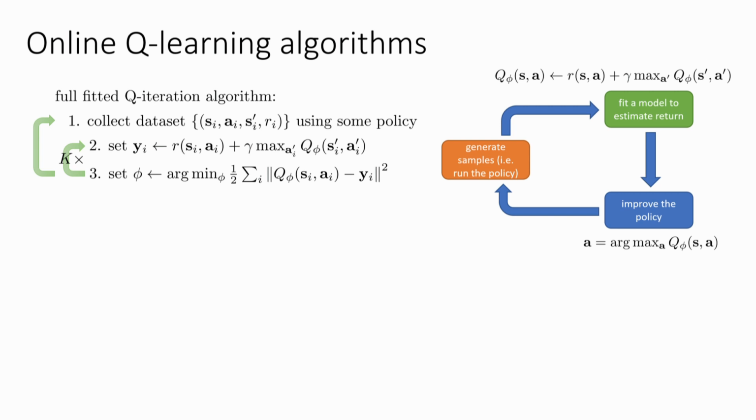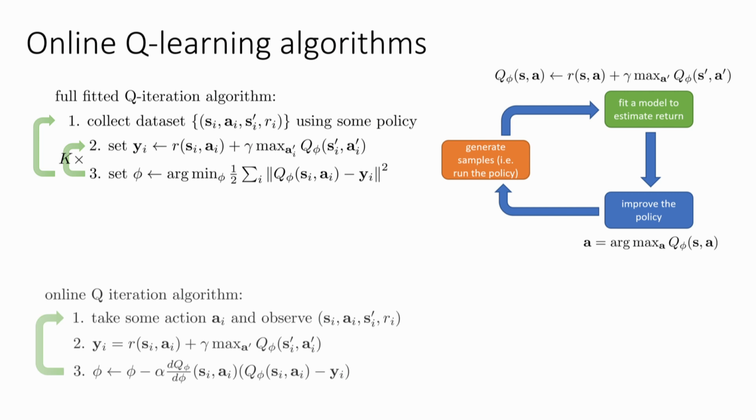We can also derive an online version of the Q-learning algorithm. So just like we derived an online version of actor critic last week, we can make Q-learning online. That's actually pretty easy. So here is the full fitted Q iteration algorithm. The online version is a special case of that method. In the online version, step 1 is to take some action a_i and observe the transition s_i, a_i, s_i prime, r_i. Step 2 is to compute the target value for that single transition. And step 3 is to take one gradient step on the difference between the Q value at s_i, a_i and the target value y_i that you just computed.